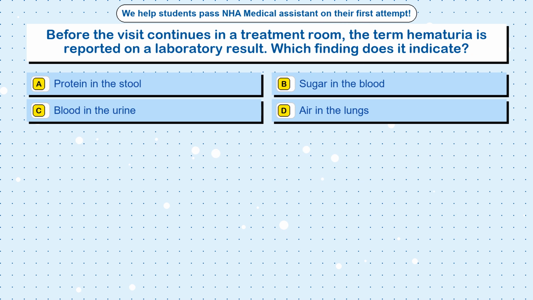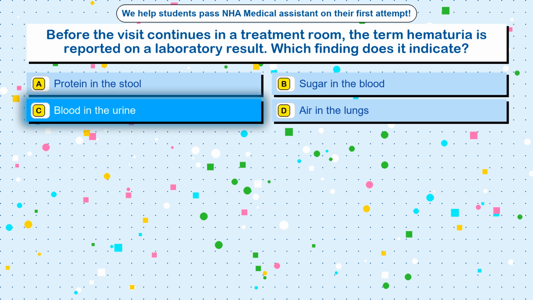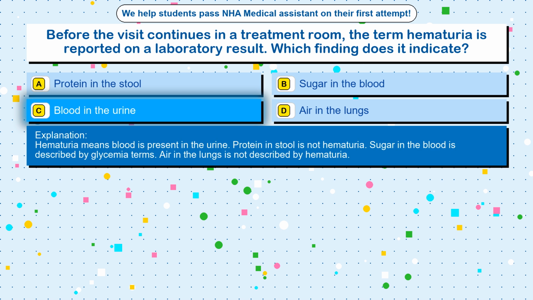Question 64. Before the visit continues in a treatment room, the term hematuria is reported on a laboratory result. Which finding does it indicate? Option A. Protein in the stool. Option B. Sugar in the blood. Option C. Blood in the urine. Option D. Air in the lungs. The correct answer is option C. Blood in the urine. Hematuria means blood is present in the urine.